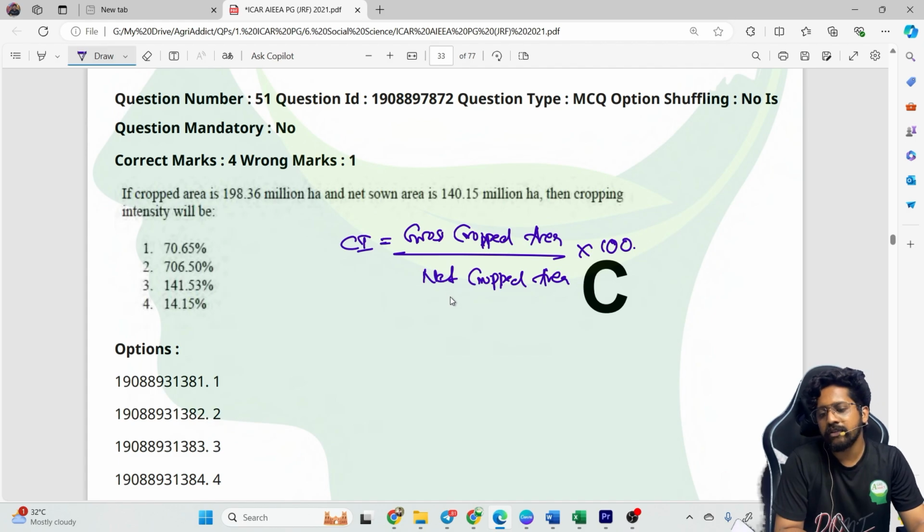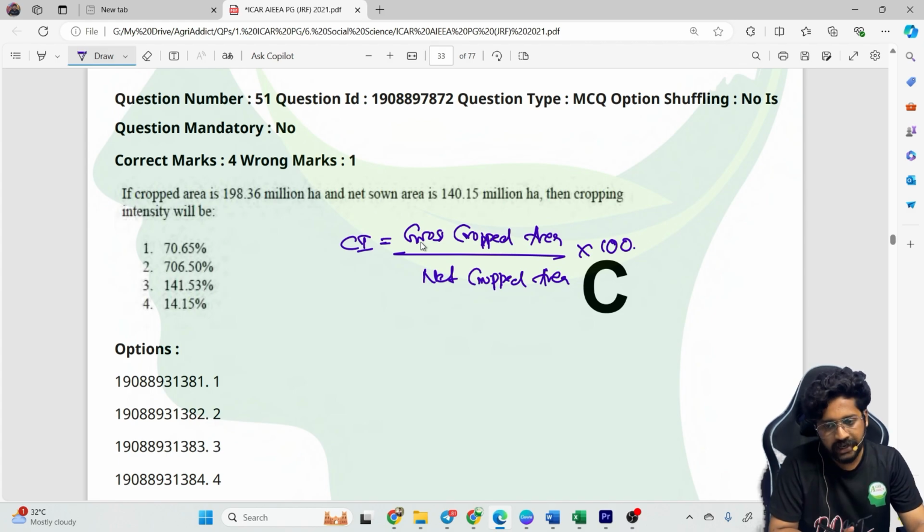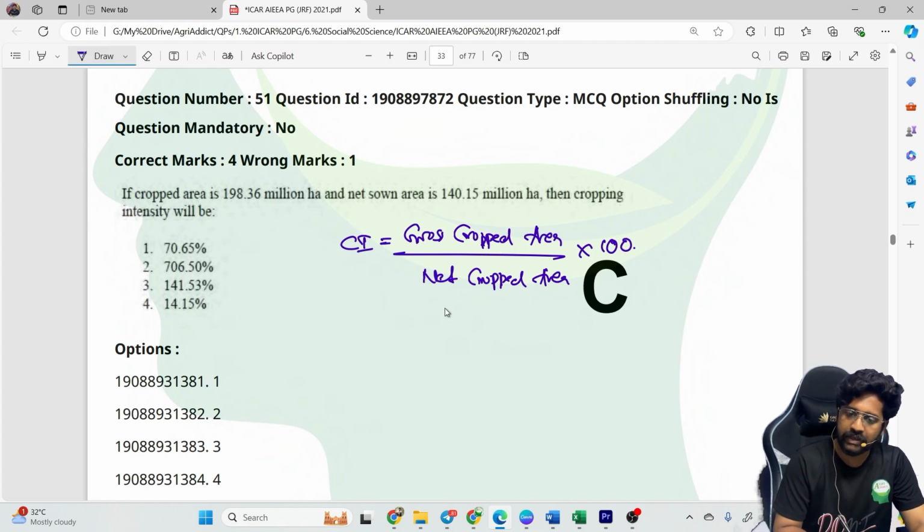Net cropped area is nothing but the total area that we will be cultivating throughout the year, but for the gross cropped area, if we are cultivating 2 or 3 seasons in a year, we have to consider the area which is cultivated each season. So gross cropped area divided by net cropped area into 100 will be giving you the cropping intensity.